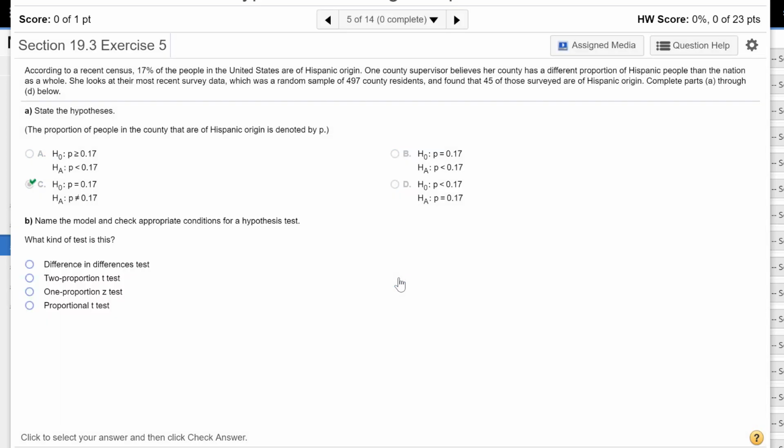Okay, name the model and check appropriate conditions for hypothesis test. So we are looking at comparing one proportion to the population proportion. So this is a one proportion Z test. In this class, if you're just looking at one or two proportions, we're going to use the Z test. There's another test you could also use, but for now, this is the first test we're using. So it's easy, one proportion Z.